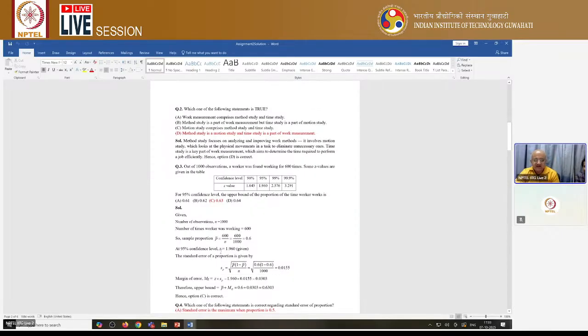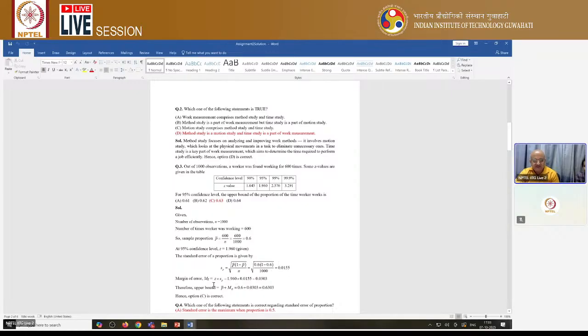We find that Z is equal to 1.96. So we find out the standard error, that is under root P(1 minus P) divided by n. That means 0.6 is the mean value, 1 minus 0.6, divided by 1,000. That comes out to be this much.